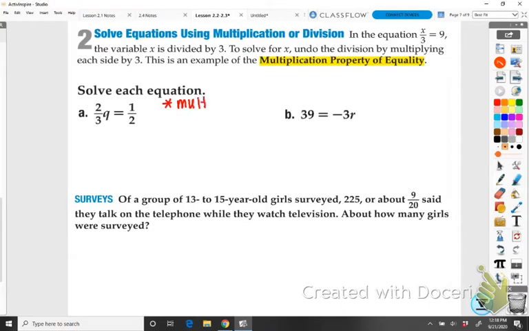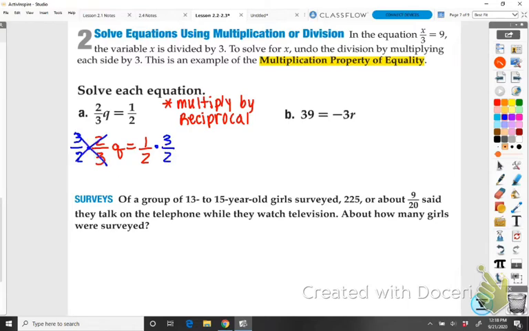So I'm going to put a little note here. The reciprocal of 2/3 would be 3/2. So I'm going to show that in a different color. We're going to multiply this side by 3/2 and this side by 3/2. The 2's and the 3's divide out, you're left with Q. And if you go straight across, top and bottom, Q is equal to 3/4.